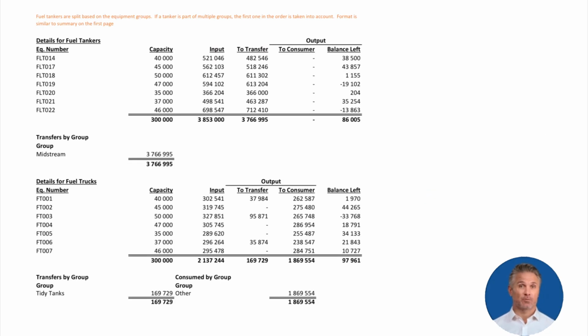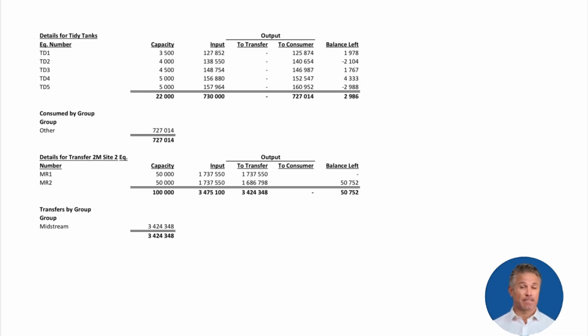The following pages present similar breakdowns for your mobile tanks. Details include capacity, volumes in, transfers to other tanks, consumption by assets, and remaining balance at the end of the period. You also get consumption and transfer breakdowns by groups.